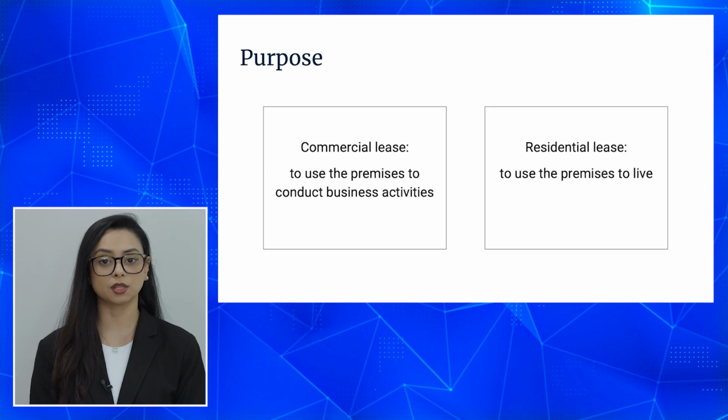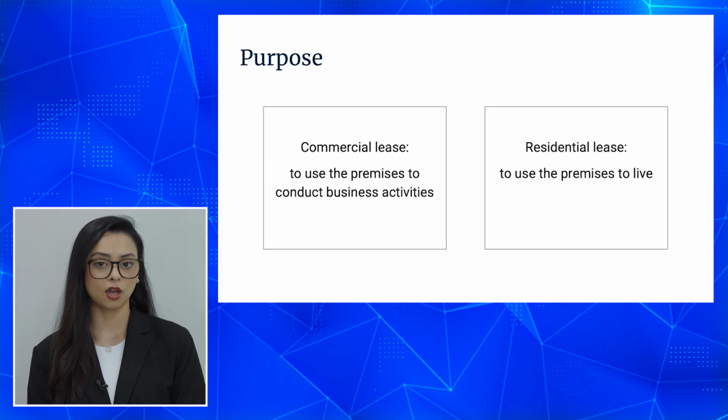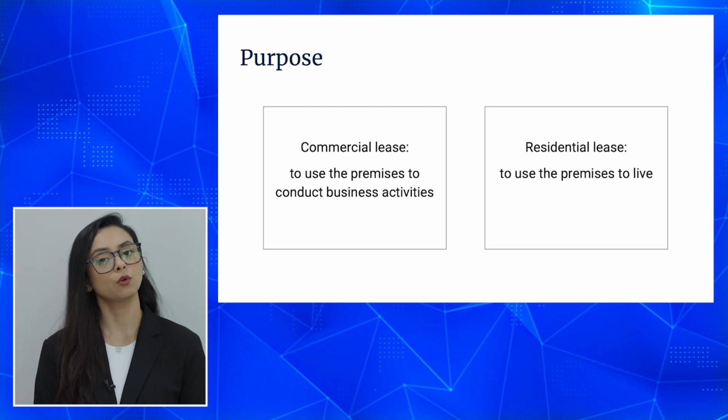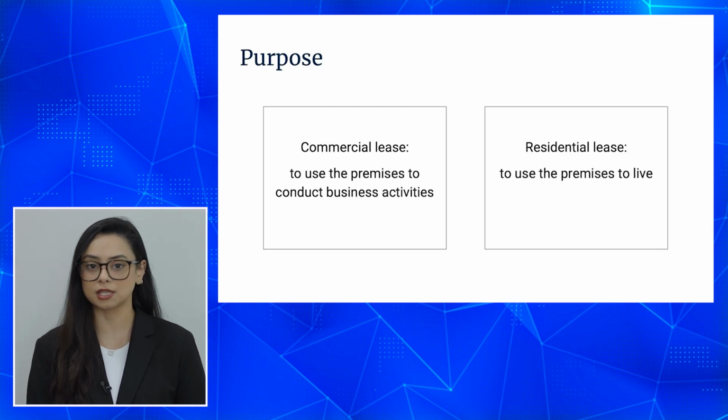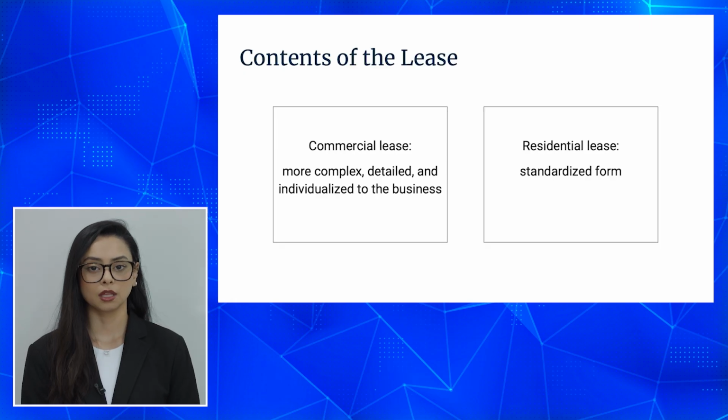Another key distinction is the purpose between these two leases. A commercial lease is used for commercial business activity, while for a residential lease, the purpose is to use the property for living, housing, and shelter. A commercial lease tends to be more complex and individualized per the terms of the agreement, while a residential lease is a bit more standardized and often comes in a form that is repeatedly used.